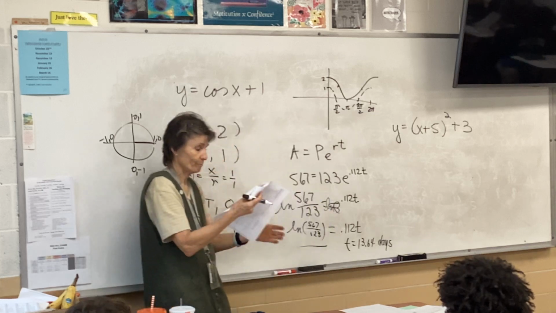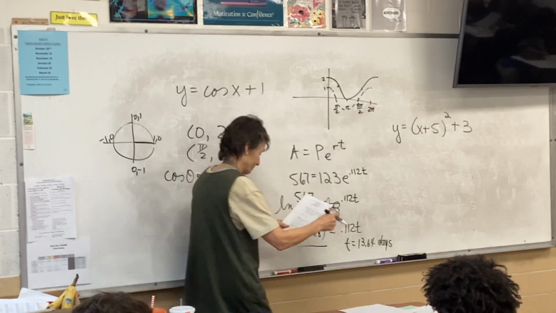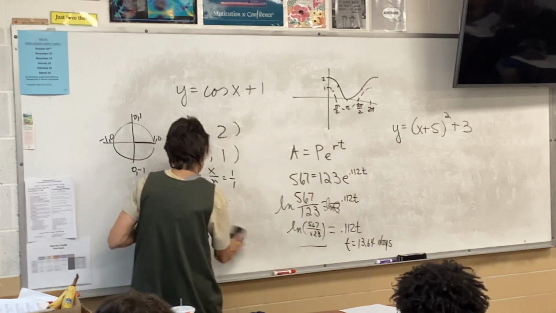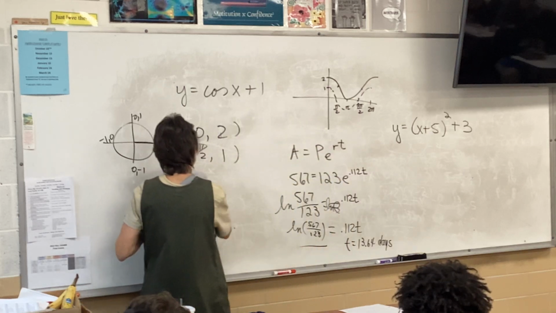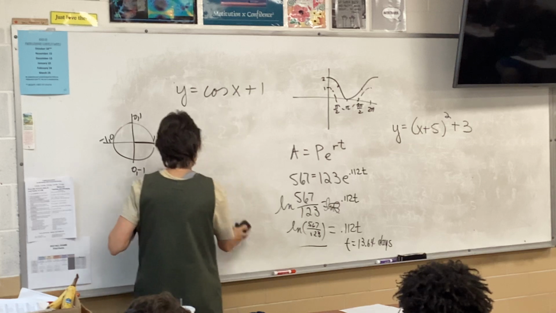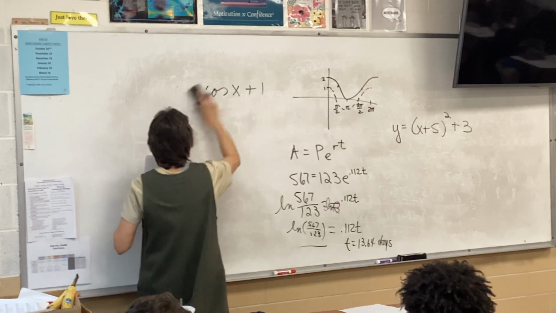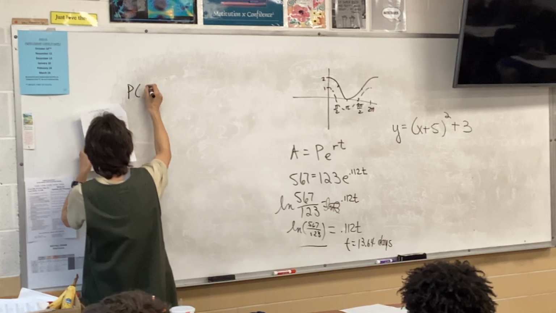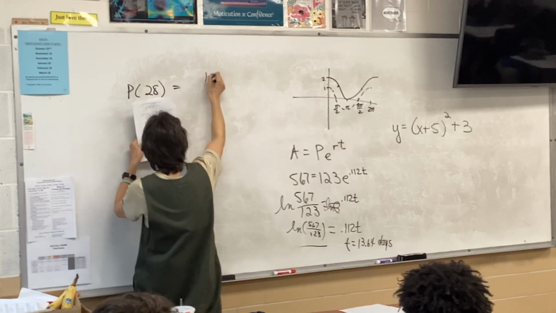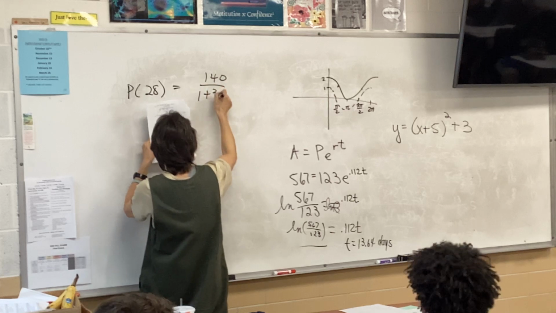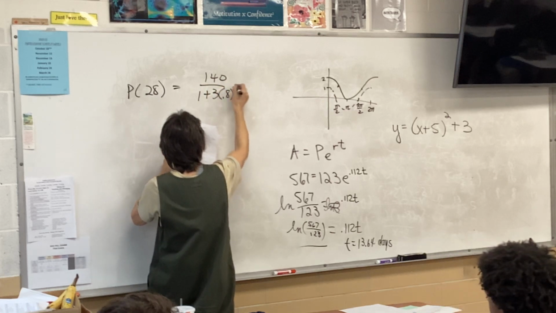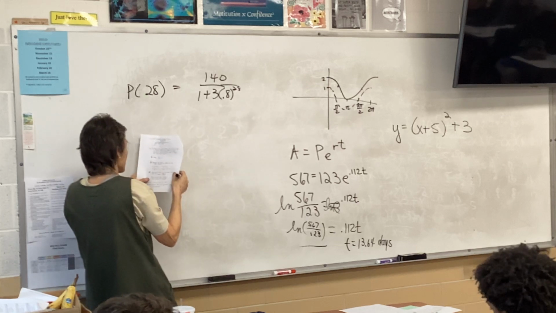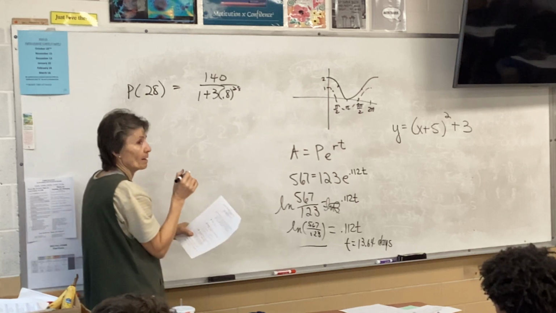Lewis, so for how many do you have for 28 days? I'm putting 28 for T. Yep, so Lewis is doing number 20 on the mini review. He said for problem A, all I'm gonna do is plug in, I'm finding P of 28. So that's 140 over 1 plus 3 times 28, that's 28. All right, can you do that, Lewis? Yeah. Okay. So then the second part says, what is the maximum number of deer?